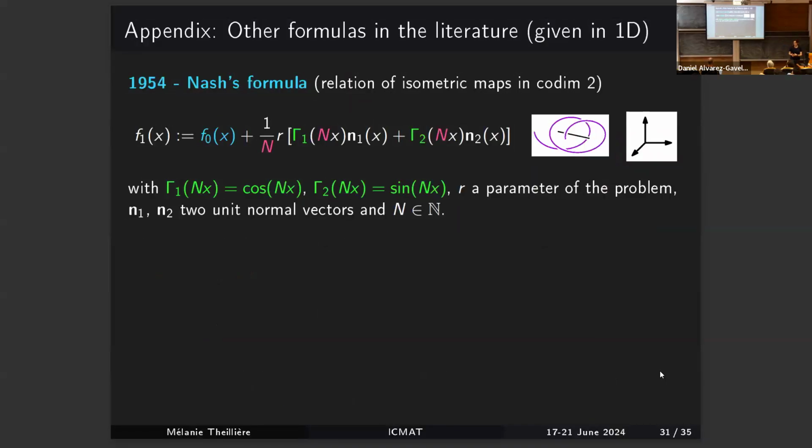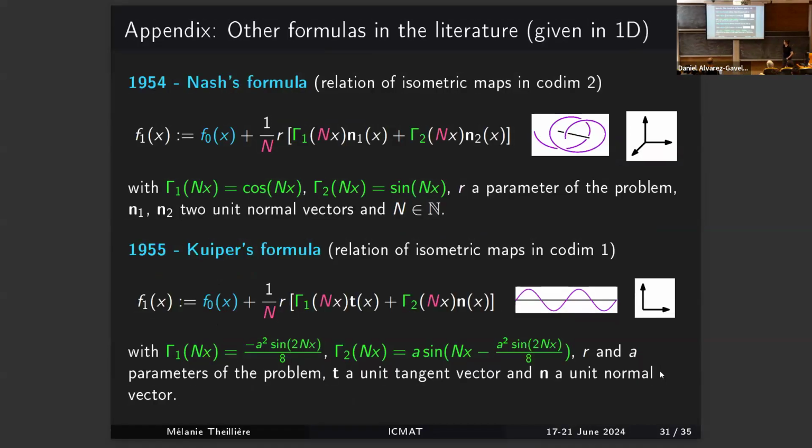So this formula of deformation is stable, in fact, in the literature. We see a Thurston corrugation, we see a corrugation process. This is also the formula of Nash at the beginning, in the case of the relation of isometric maps in codimension 2. So Nash used a helix for his deformation to increase length. So here we have a picture for curves. This is also the deformation when Kuiper improved the result of Nash for isometric maps, but in codimension 1. So we remove the helix and use a kind of wave given by this formula.